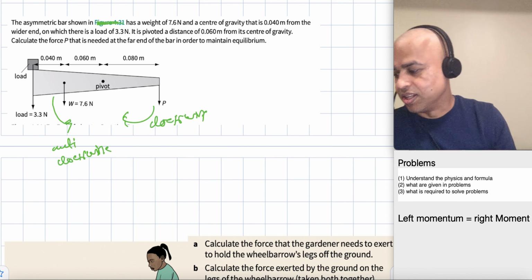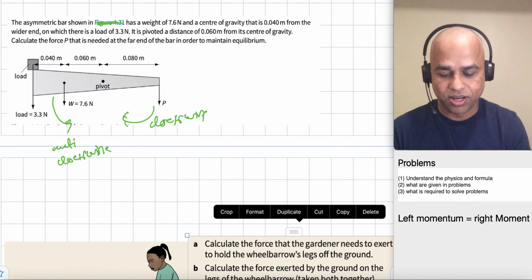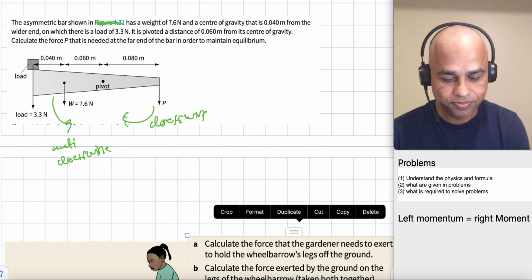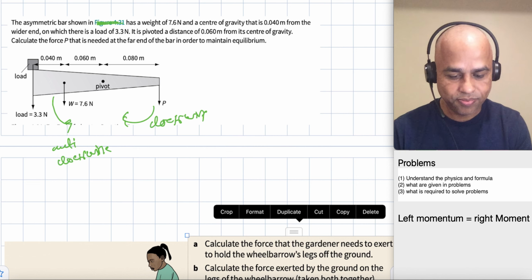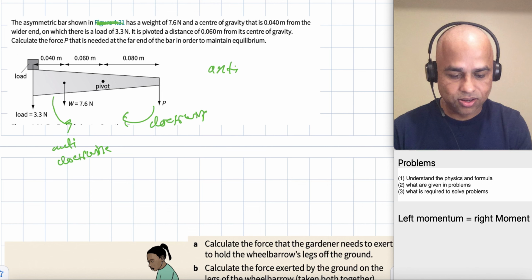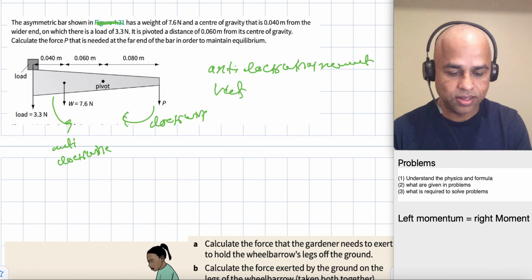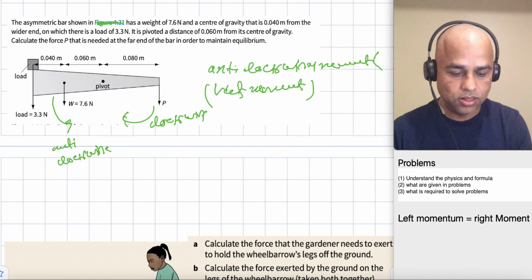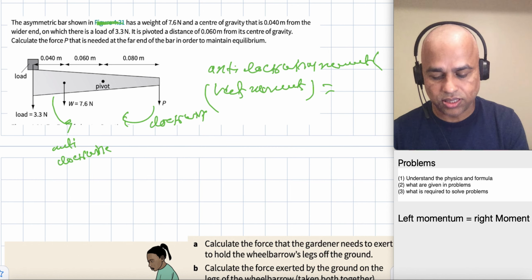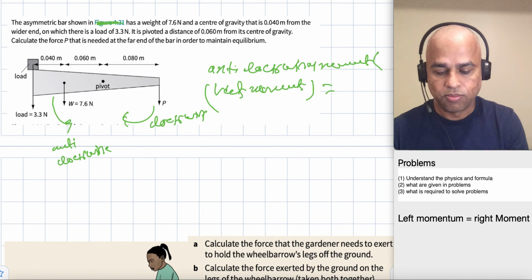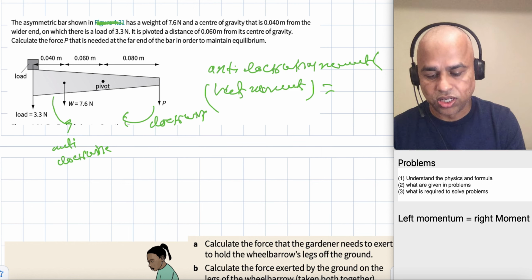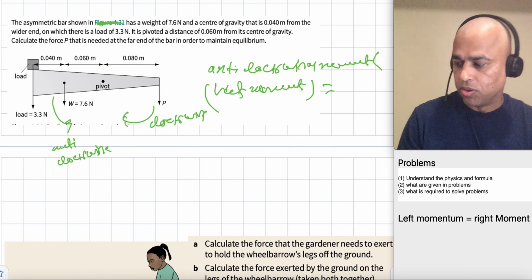Okay, what is the left moment? Left moment is the anti-clockwise moment, or you can say left moment, equals to, we have two weights. One is 7.6 Newton and the other is 3.3 Newton. And we have to be more careful about how far the distance is.